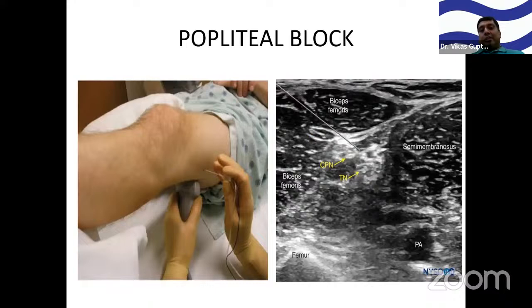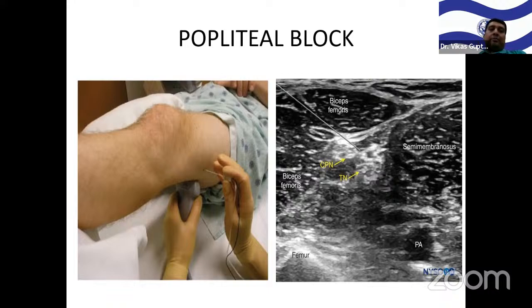That is now the last block. We will discuss the popliteal block. This popliteal block is very useful for below knee surgeries. We can do our surgery also with the popliteal block. In popliteal block, 2 or 3 approaches are there. We can put the patient in prone position, we can put the patient in lateral position, and what I am using routinely is that I put the patient in supine position.